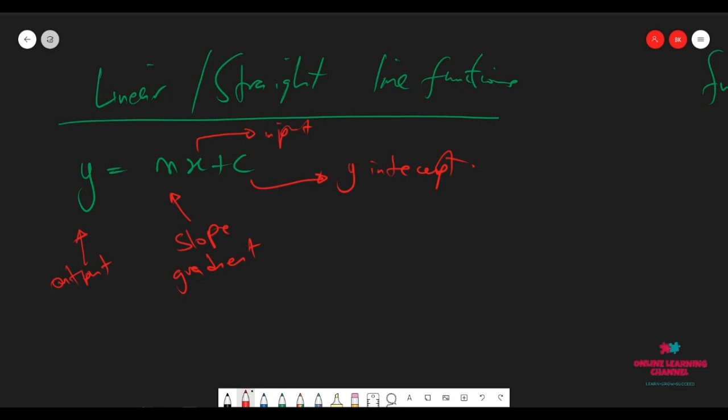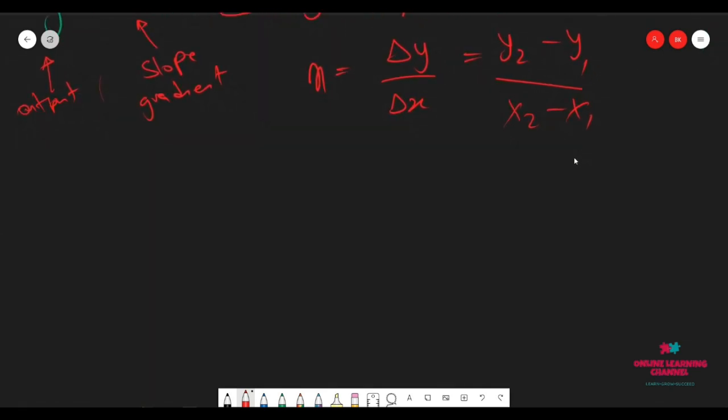Right. The output variable is still the same output that we've been talking about, and the input is still the input that you know. The slope or gradient determines how the incline of the line would be. It's the change in y, so we call that m. It's the change in y over change in x, which is the same as y2 minus y1 over x2 minus x1.